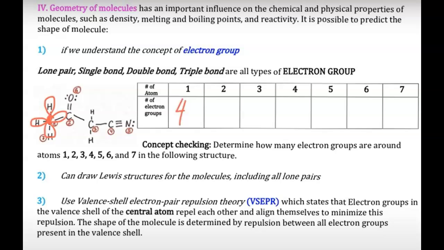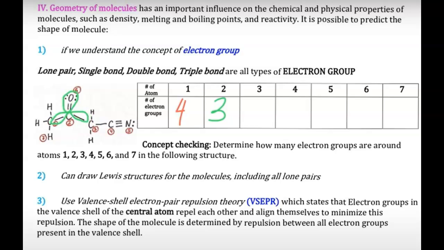So now I'm going to erase this so that we can do another one for carbon number 2. We have 1, 2, and now we have 3 electron groups. Yes, you can object that there's a double bond here, but we still count this double bond as a single electron group. So for carbon number 2 it is going to be 3. We have 3 electron groups around carbon number 2.